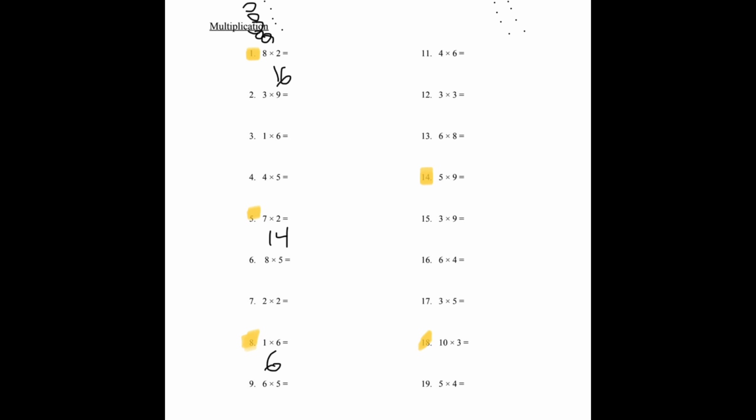5 times 9. 5 times 9 basically means 5 plus 5 plus 5 plus 5 9 times, or you could do 9 plus 9 plus 9 5 times, and if you do that, you get 45. And 10 times 3, that basically means 10 plus 10 plus 10, or you could do 3 plus 3 plus 3 10 times, and if you do that, you get 30.